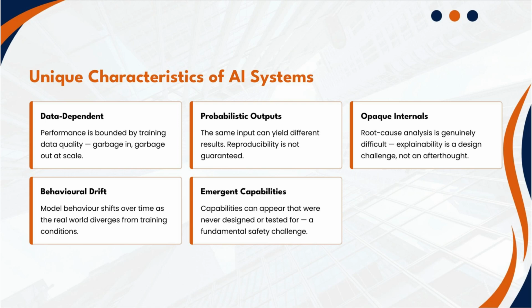Fifth, emergent behavior. Large models do things nobody designed and nobody predicted. So let me ask you, how many of your existing controls assume the system behaves the same way tomorrow as it does today? Most of them, right? That assumption is exactly what breaks. Let's look at that next.